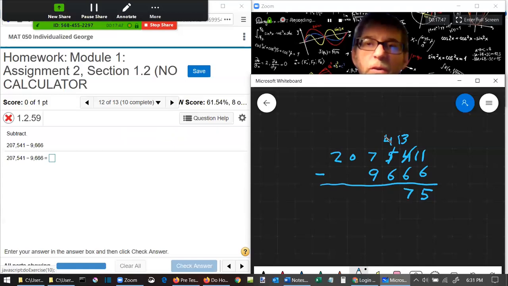Now we have 4 minus 6. We cannot do that. Got to borrow from the next one. Slash the 7 out. That becomes a 6. The one that we borrow from here makes this a 14. So we have 14 minus 6, and that's going to give us 8.